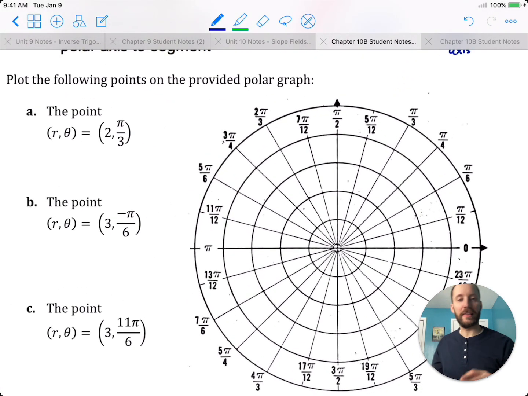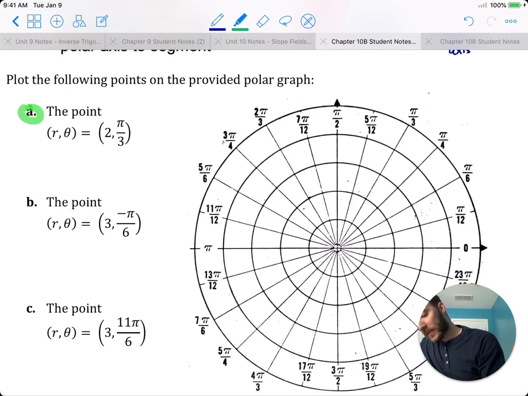So I get this lovely circle graph with concentric circles all out. Those circles are your radius markers. And the theta measures you may remember from chapter 4, the unit circle. Although here we have the pi over 12 measures too, just for some more consistency with the angles so we can do more.